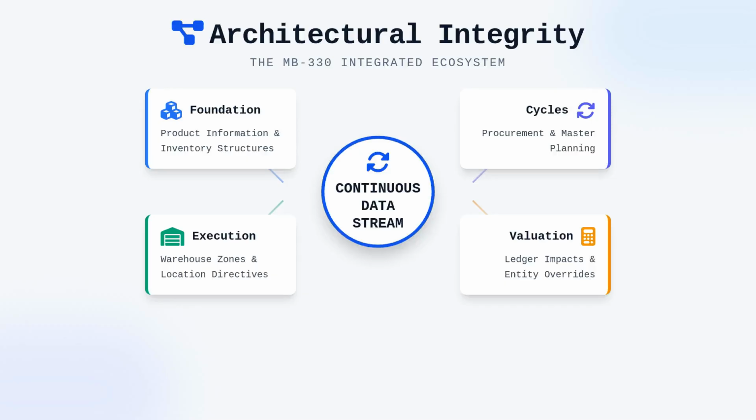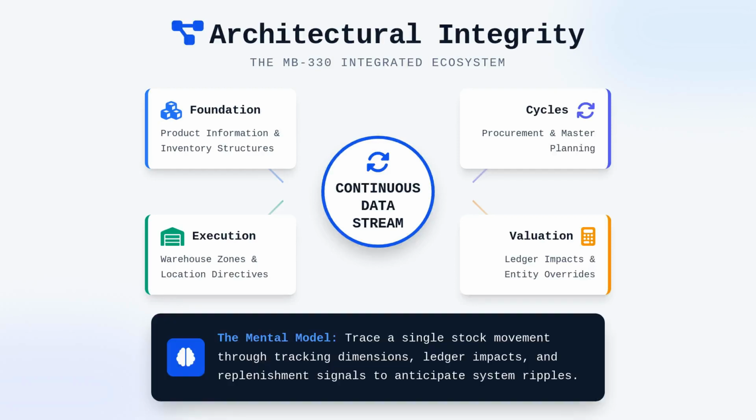This interconnectedness is the primary hurdle for practitioners who view tasks as isolated configuration steps. You must cultivate a mental model that traces a single stock movement through its ledger impacts, its warehouse tracking dimensions, and its influence on future replenishment signals. Viewing the system as an integrated web allows you to anticipate how a change in a legal entity override might ripple through your intercompany trade configurations.